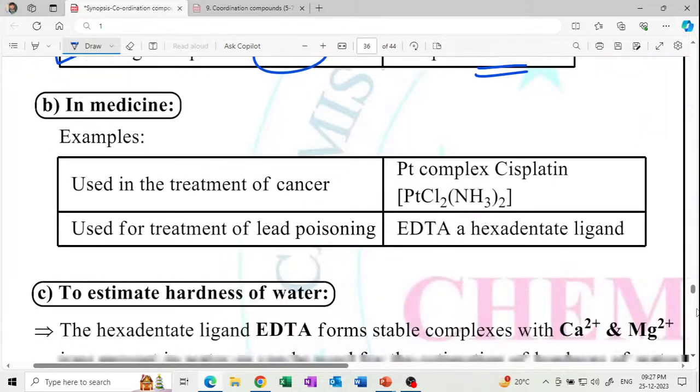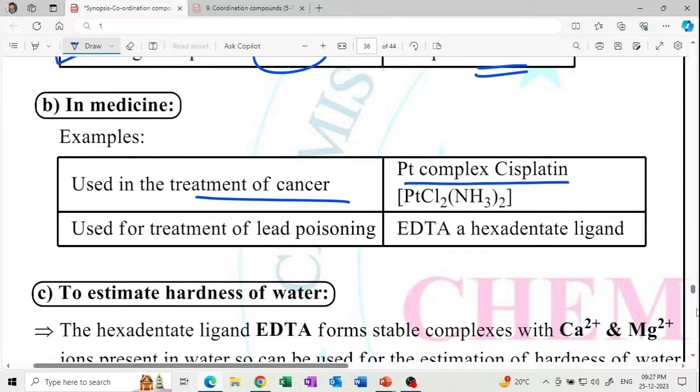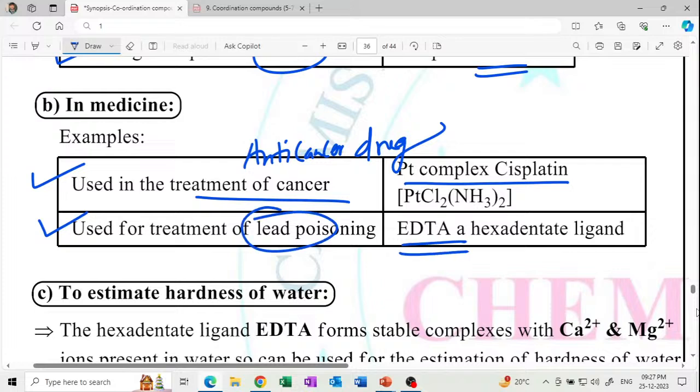In medicine मध्ये use as a treatment for cancer. Platinum complex, cisplatin. This is an anti-cancer drug, na? It is used as an anti-cancer drug. Cisplatin. And used for treatment of lead poisoning. EDTA. EDTA is a hexadentate ligand, in medicine.